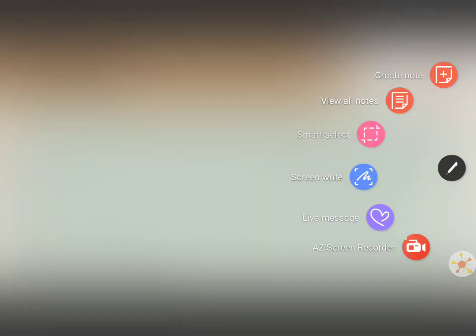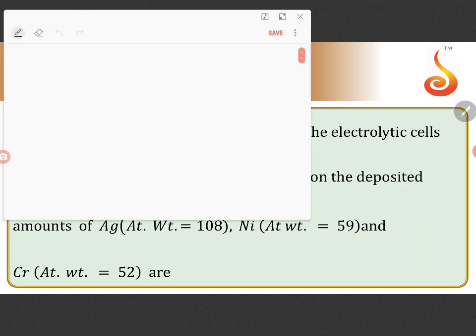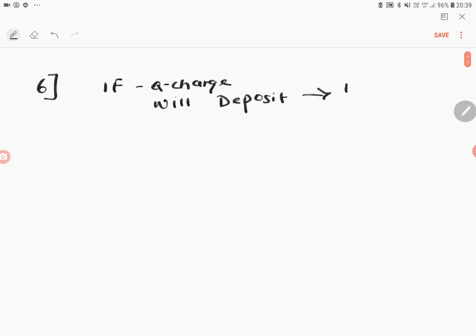So when two or more metals with their electrolytic solutions are connected in series, what will happen? All of you should know that 1 Faraday charge, Q is charge, 1 Faraday will deposit 1 gram equivalent of the metals.